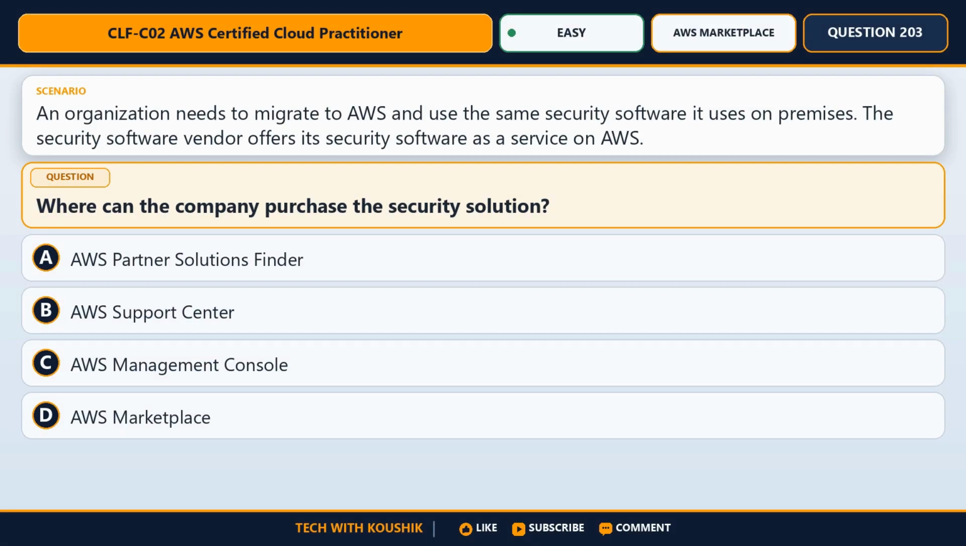Question number 203. An organization needs to migrate to AWS and use the same security software it uses on premises. The security software vendor offers its security software as a service on AWS. Where can the company purchase the security solution? Option A. AWS Partner Solutions Finder. Option B. AWS Support Center. Option C. AWS Management Console. Option D. AWS Marketplace.